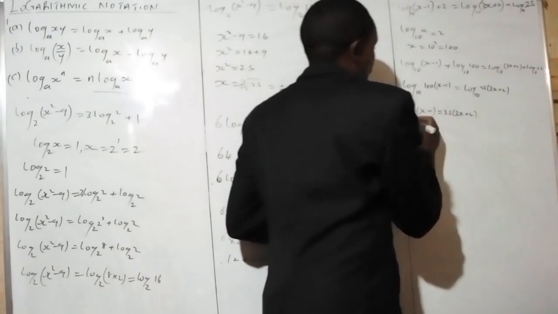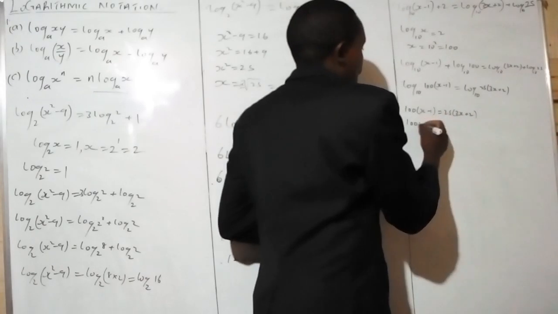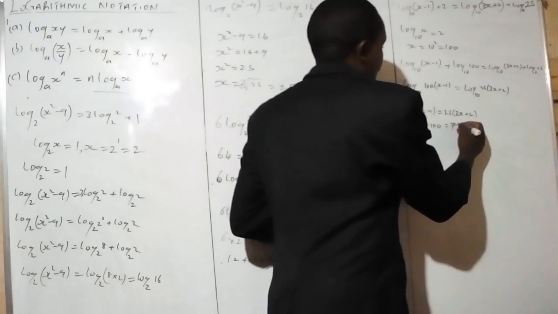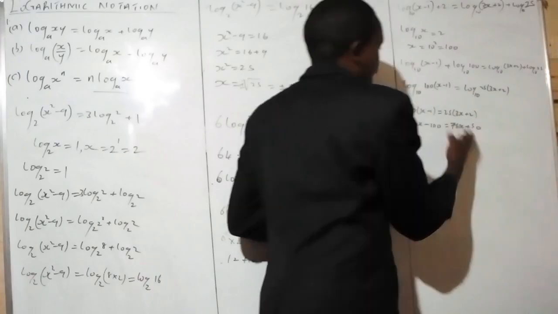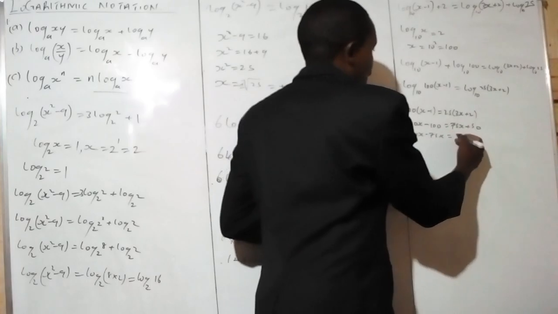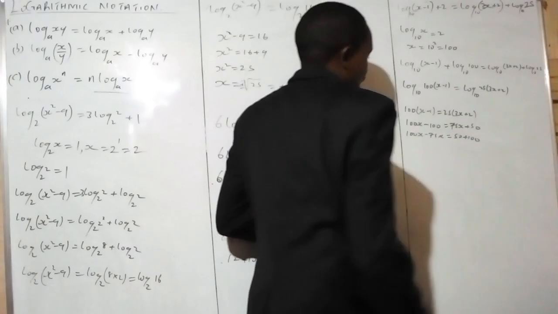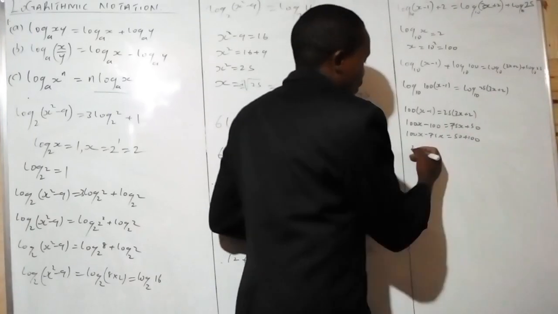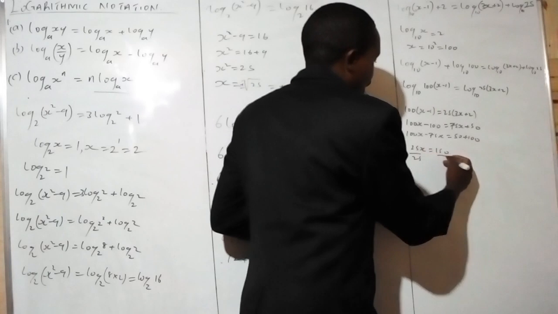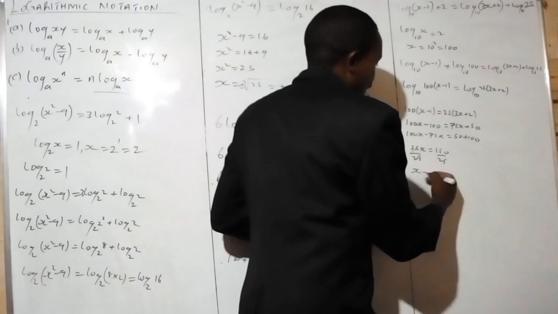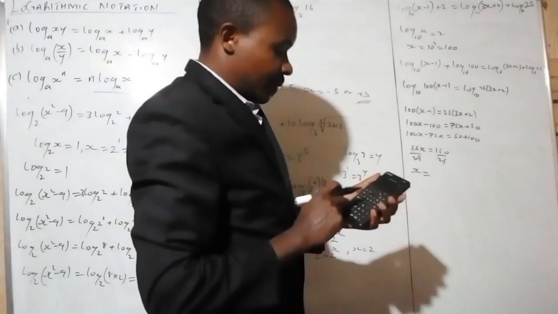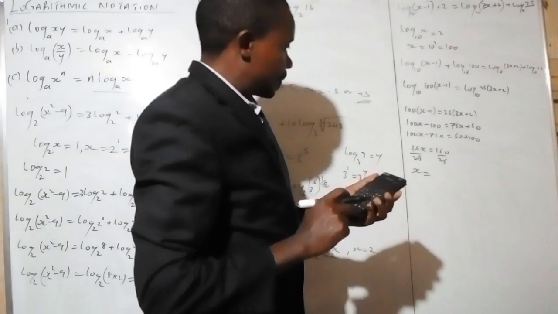100, open the bracket, minus 100 is equal to 75x plus 50. Then like terms, 100x minus 75x is equal to 50 plus 100. 100 minus 75 is supposed to be 25x is equal to 150, divided by 25 by 25, and x is supposed to be 6. 6 as the correct answer.